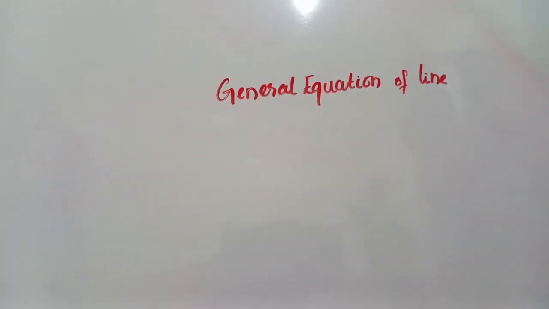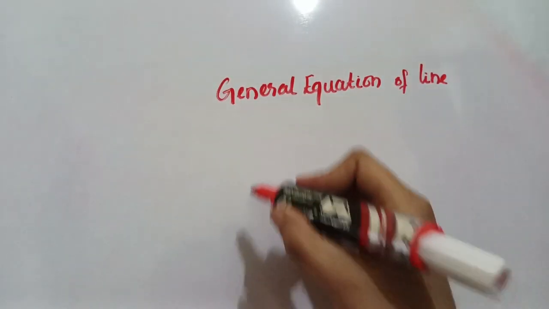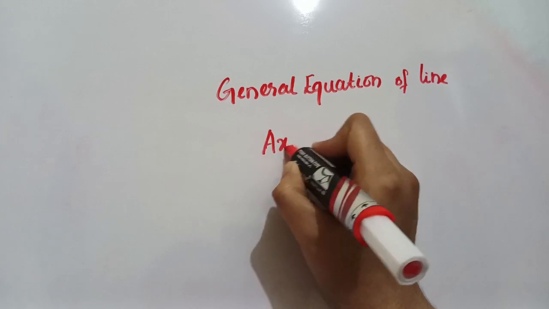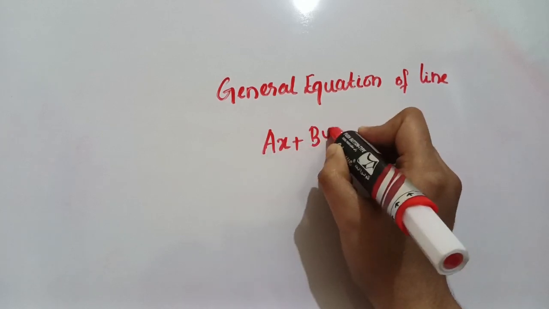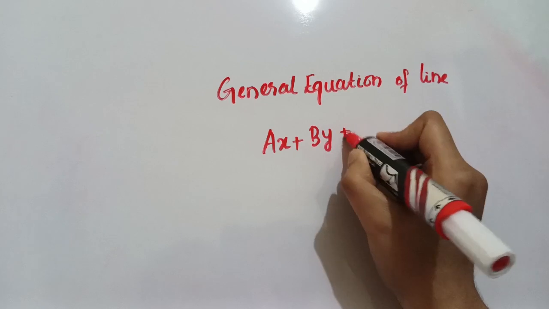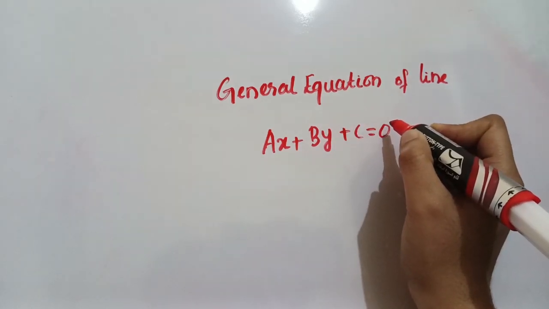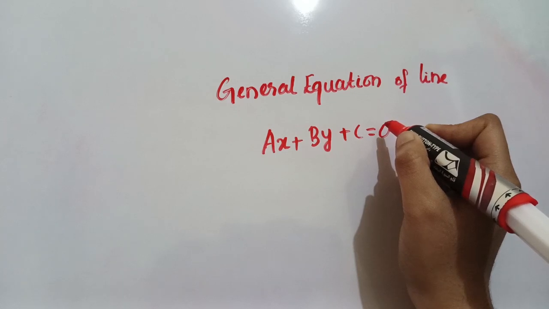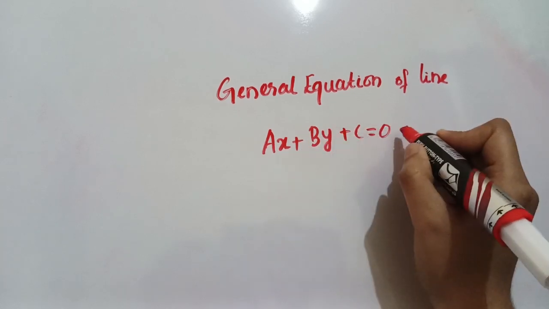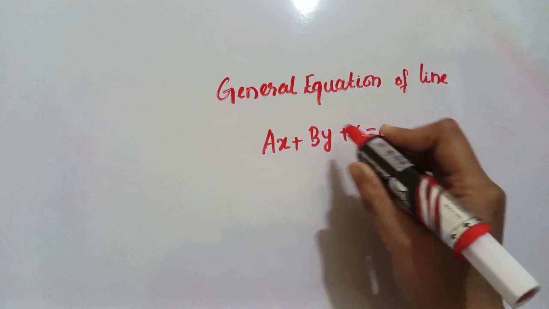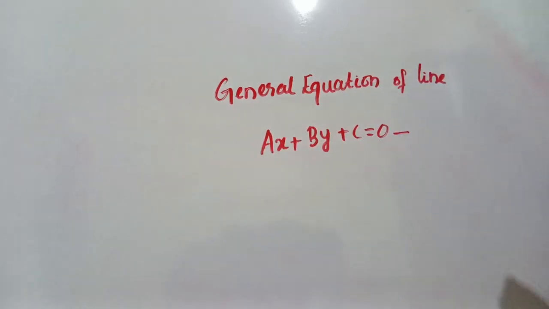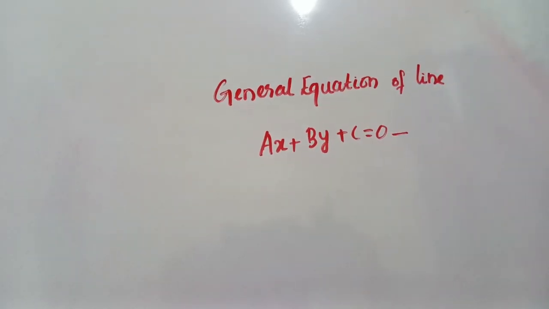Next, we can look at the general equation of a line. Any equation of the form ax plus by plus c is equal to 0, where a and b are simultaneously not 0, is called the general equation of a line. This is the general equation of a line: ax plus by plus c is equal to 0, where a and b are simultaneously not 0.